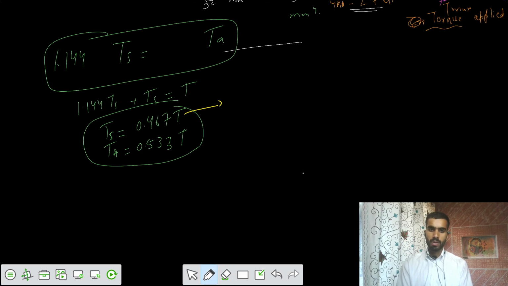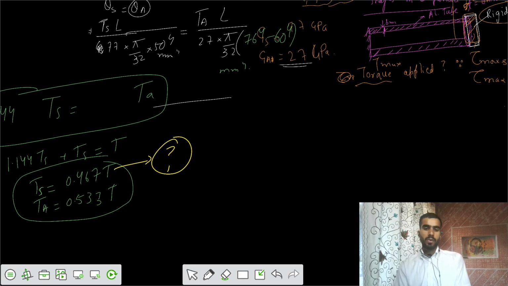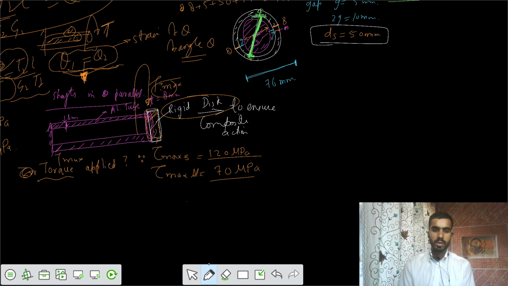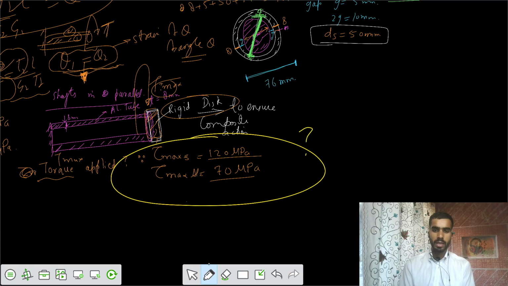So we have got these two values, and we don't know the value of T itself. How can you get the value of T if you don't know the value of TS? So one more thing is provided to you. This part we have not touched yet. Let's touch it.